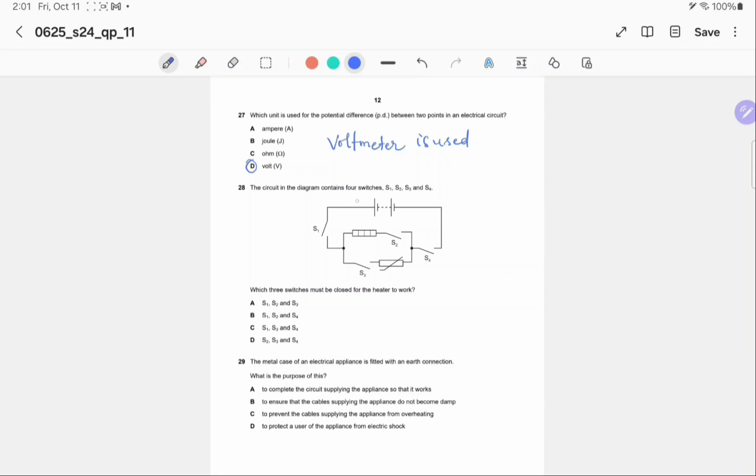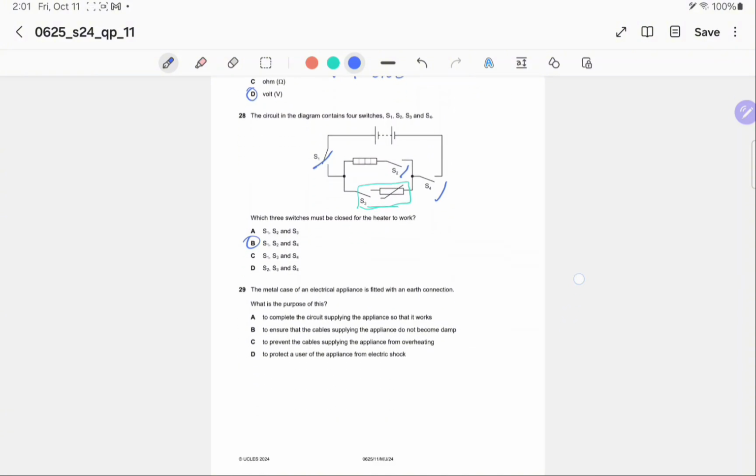28th question. The circuit in the diagram contains 4 switches, S1, S2, S3 and S4. Which 3 switches must be closed for a heater to work? One minute, I think the heater is connected to switch 3. Yes, the heater is connected to switch 3. If the other things are closed, automatically this will be working. So switches S1, S2 and S4 should be closed. Automatically S3 will be in the circuit to work.